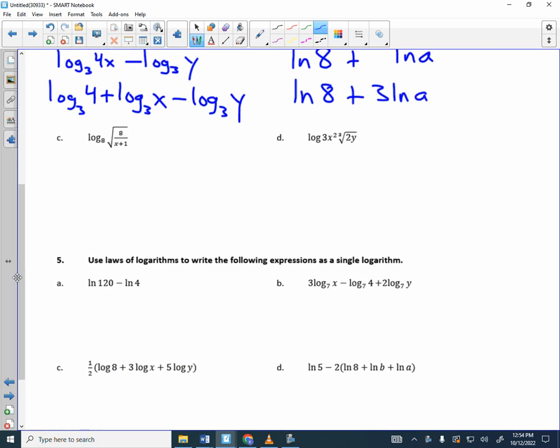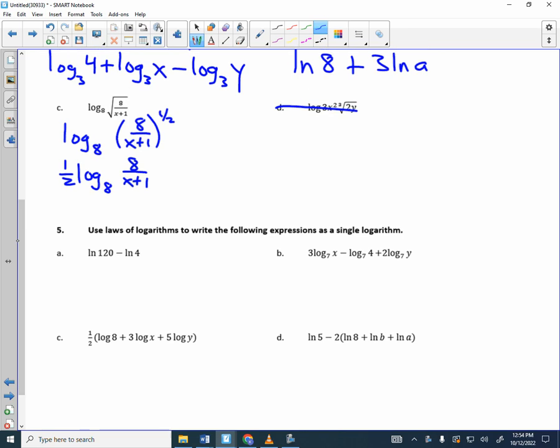We're going to not do letter D, but we are going to do letter C. Letter C says log base 8 of the root of 8 over x plus 1. I'm going to rewrite it as log base 8 of 8 over x plus 1 raised to the 1/2 power. Square root means 1/2 power. What should I do? Put the 1/2 out front. So 1/2 times the log base 8 of 8 over x plus 1.